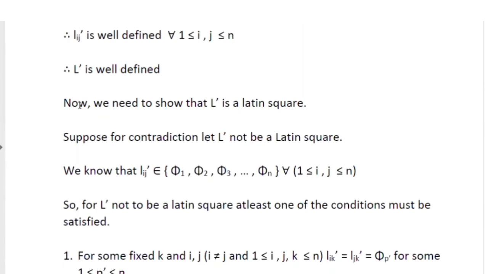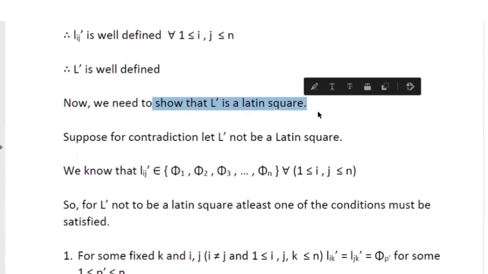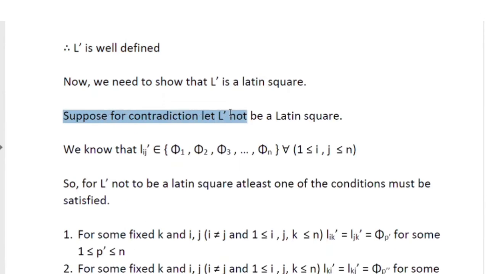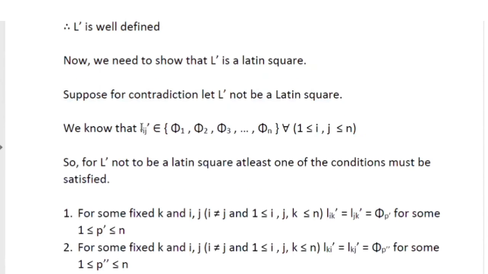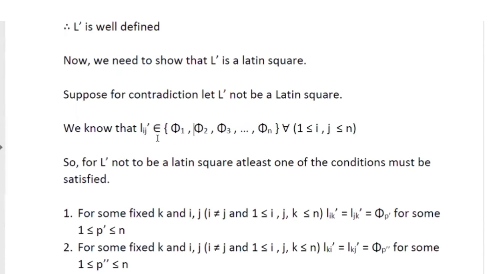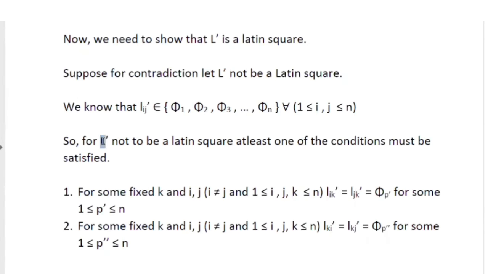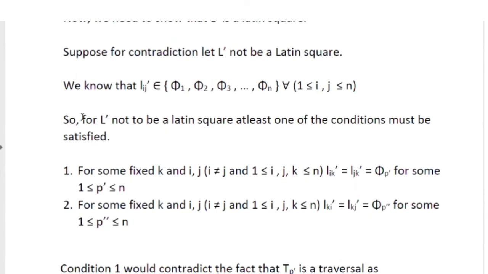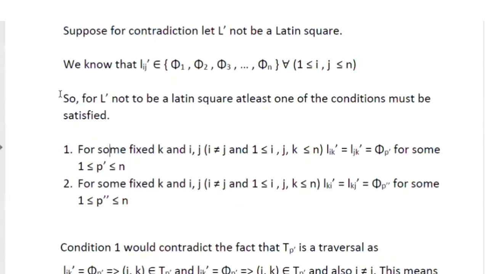Now, since we have shown that L' is well defined, we shall see that L' is a Latin square. Suppose for contradiction, let L' not be a Latin square. We already know that Lij' belongs to phi 1, phi 2, and so on till phi n, that is, each element of L' belongs to this set. This implies that one condition of the Latin square definition is satisfied here itself. We have two other conditions which a Latin square needs to satisfy. If L' is not a Latin square, at least one of those two conditions must not be satisfied.